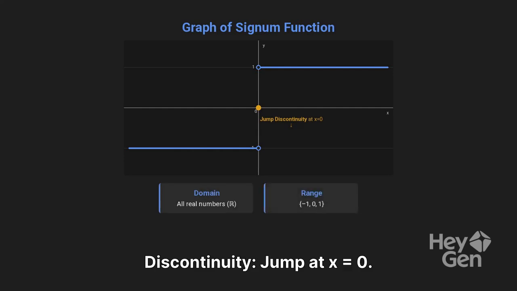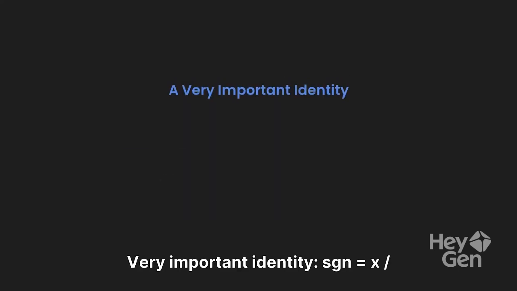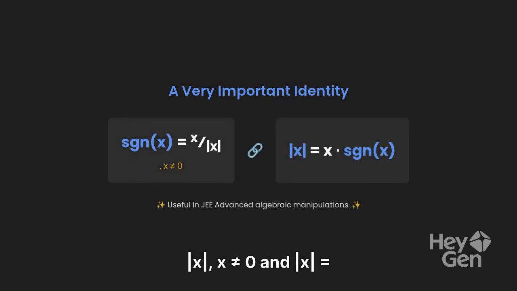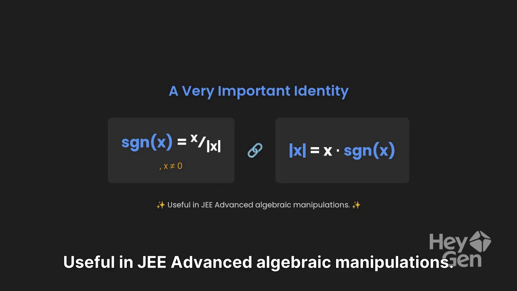Discontinuity: there is a jump at x equals 0. Domain: all real numbers. Range: minus 1, 0, 1. Very important identity: SGN equals x/|x| for x not equal to 0, and x equals |x| SGN. This is useful in JEE Advanced algebraic manipulations.